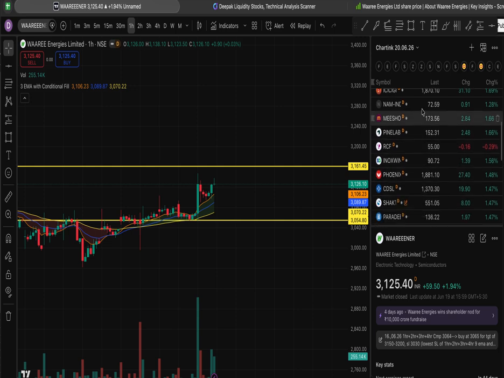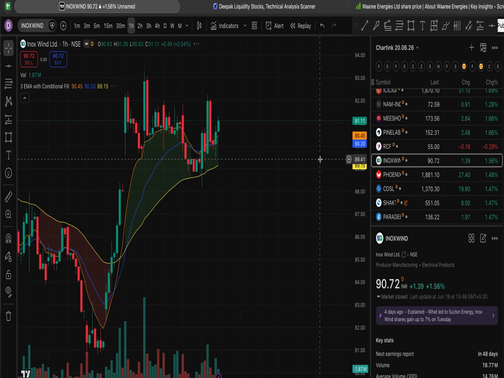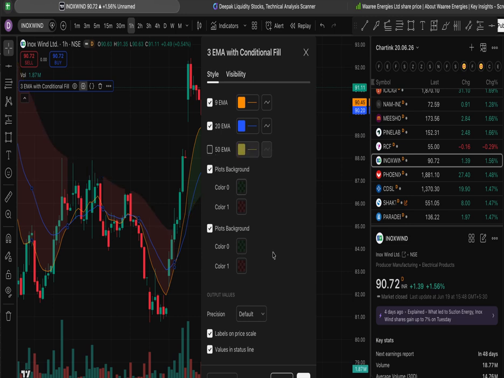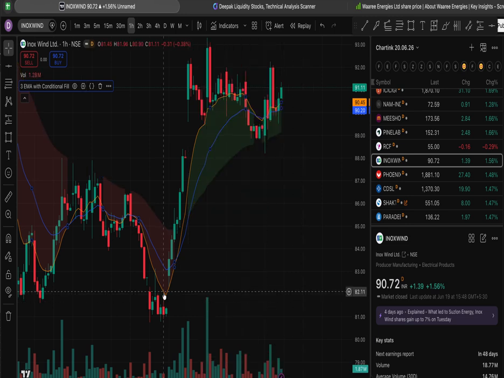You can go and see Inox Wind. You can see the stock on the 1 hour time frame had crossed the 9 EMA. I'll just remove this 50 EMA line. It has crossed this 9 EMA and 20 EMA line on 12th June at 9:15 AM.